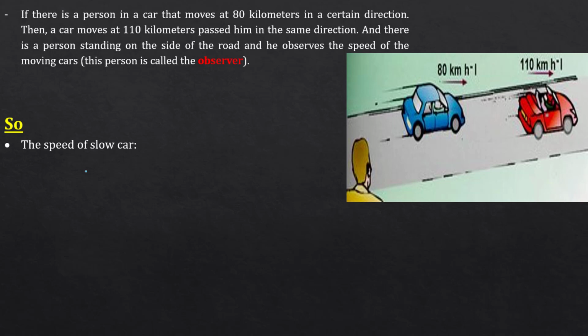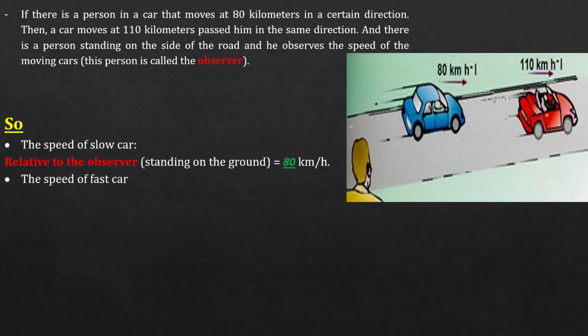So if we want to calculate the speed of the slow car, this car, relative to this man that is standing on the ground, it will be 80 kilometers per hour. That's easy. That's the real speed that the car moves with. And if we want to calculate the fast car relative to this man also, it will be 110 kilometers per hour, because it's the real speed that the car moves with.